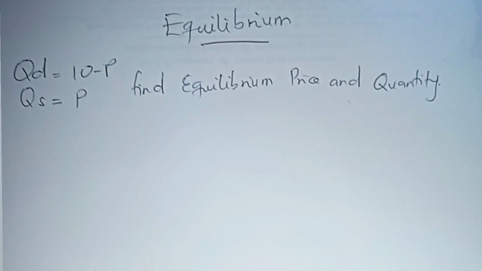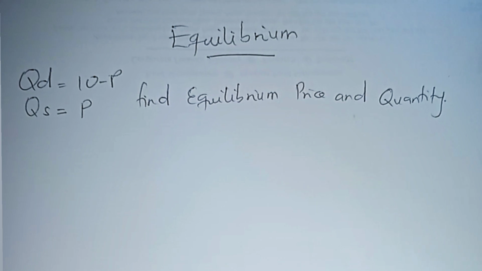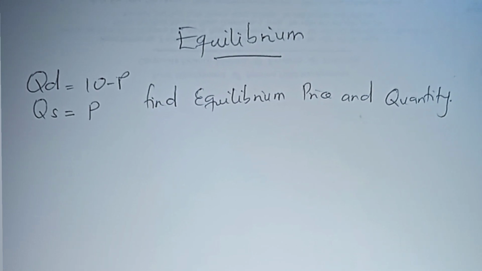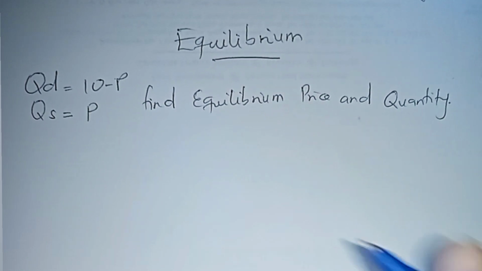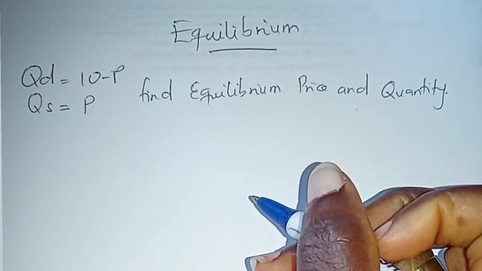Do you find it challenging when calculating for the equilibrium price and equilibrium quantity? Then this video finds the simplest, easiest, step-by-step way of calculating the equilibrium price and equilibrium quantity. Simply put, equilibrium means equality in the market.